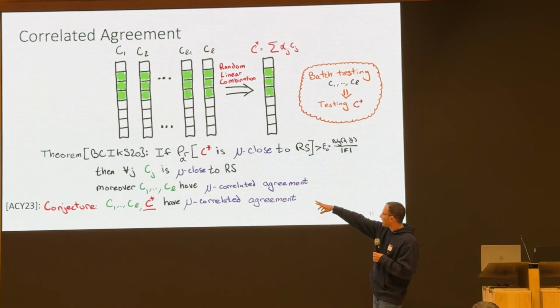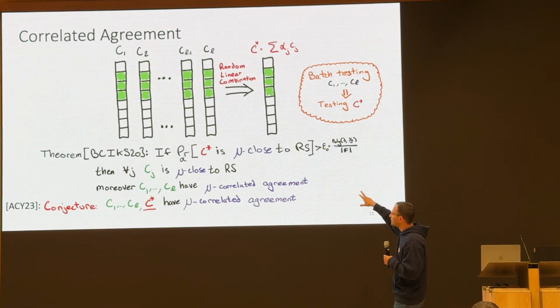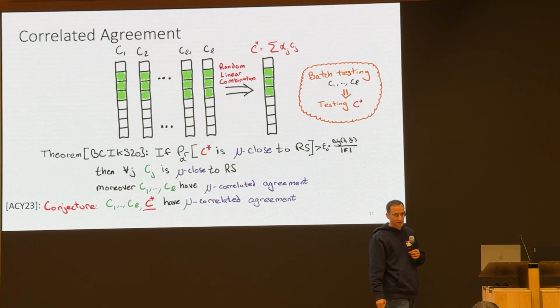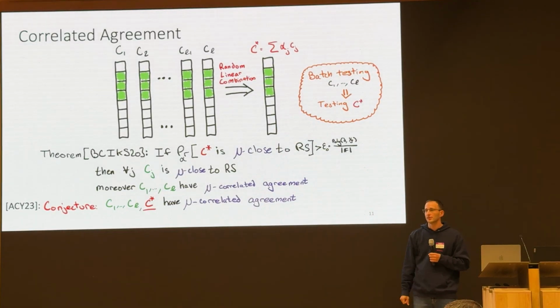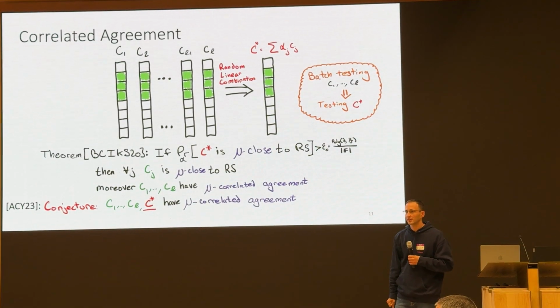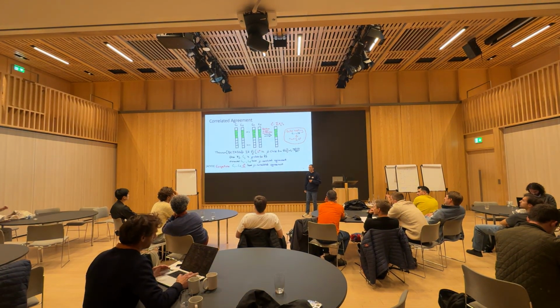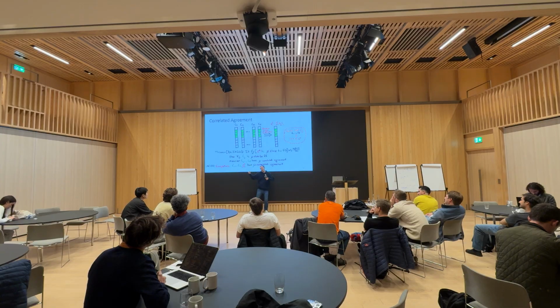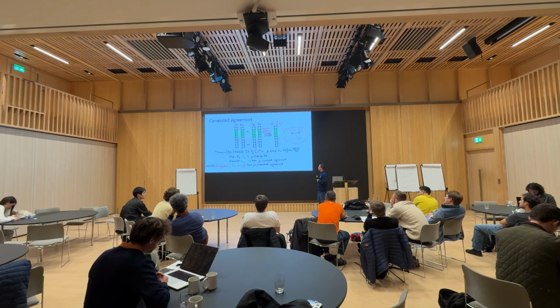With high probability over alpha, except for some error, all the CIs and C star are going to have correlated agreement. Excuse me, is the error the same for all the kinds of agreements that we talked about? We'll see. Currently it's a conjecture, right? So yes, the conjecture is the same error. At the time of this talk, it's a conjecture, and we'll get into it in a second.